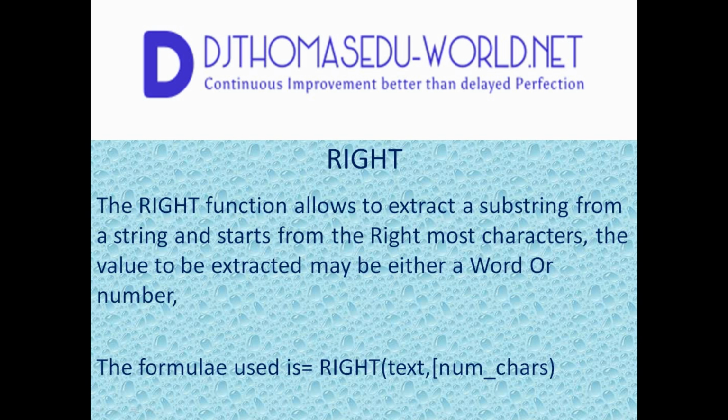Let's move on to the next Excel function, RIGHT. What does this RIGHT function do? This is also an extracting function. The RIGHT function extracts a substring from a string, starting from the rightmost characters. The value to be extracted may be either a word or a text. The formula is equals RIGHT, select the text and the number of characters. Here the extraction of the value is only from the right.